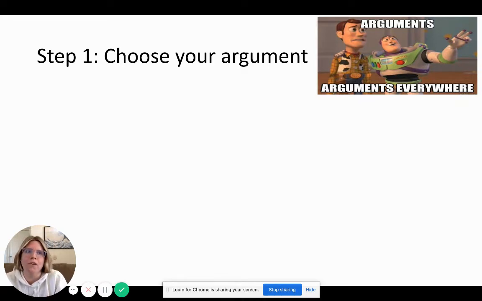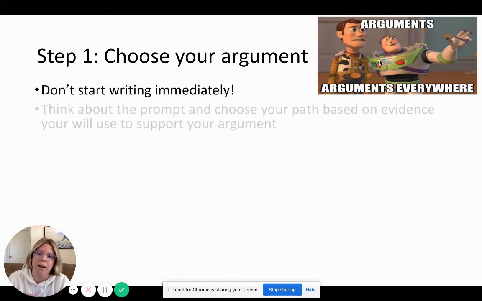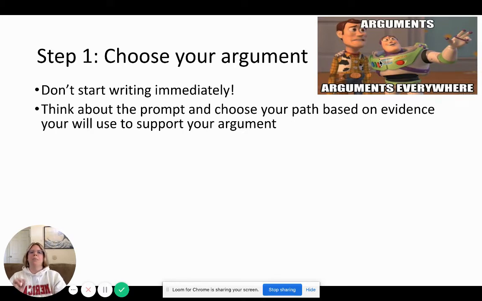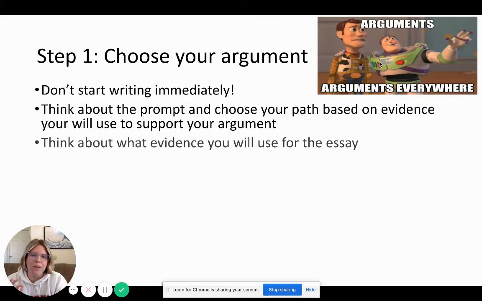But you just want to be careful because some students want to just start writing right away. I'm going to say caution, and don't do that. You want to think about the prompt and then choose which path you're going to take. Remember that there's not one right path. There might be one that's easier to defend, or one that you believe in more or feel the documents support more. That's up to you, but there's not one right answer.